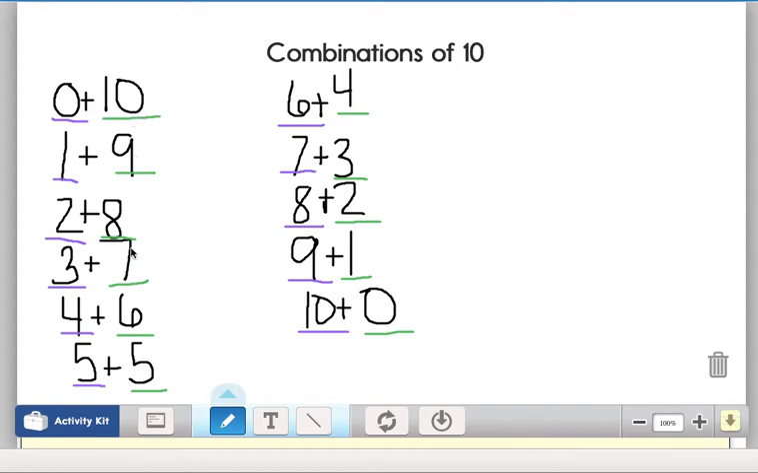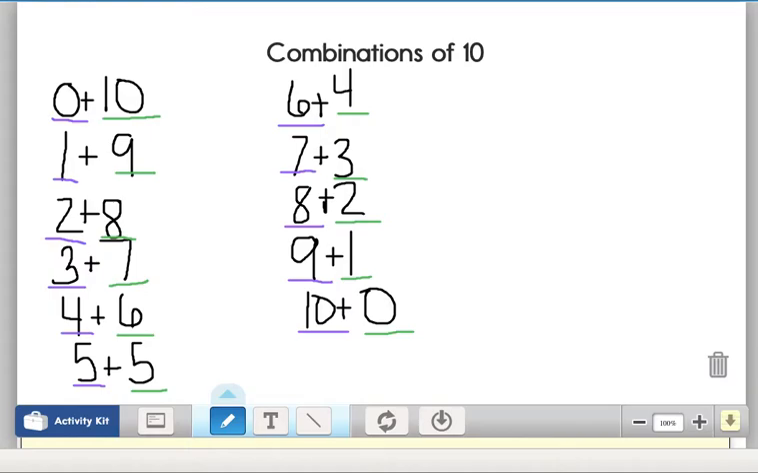10, 9, 8, 7, 6, 5, 4, 3, 2, 1, 0. How easy is that? That is so easy to make those combinations of 10. So I'm hoping that you did that on your dry erase board. If you didn't, this is good practice for you to remember.